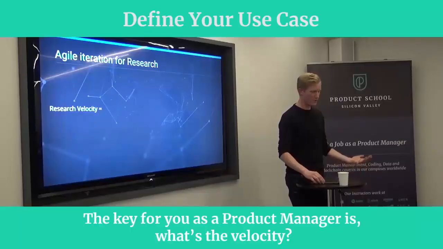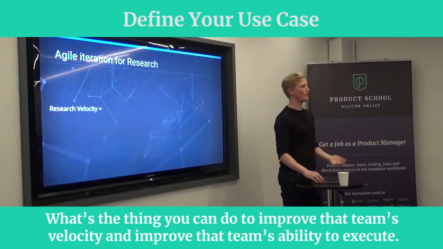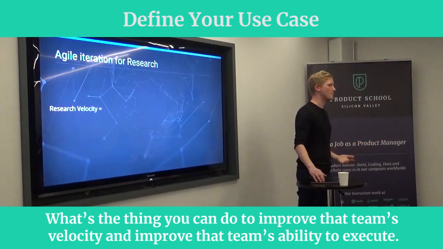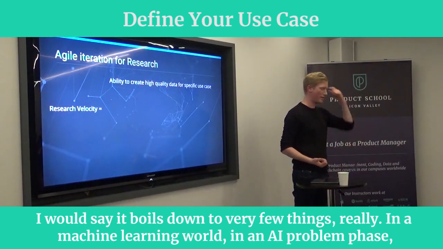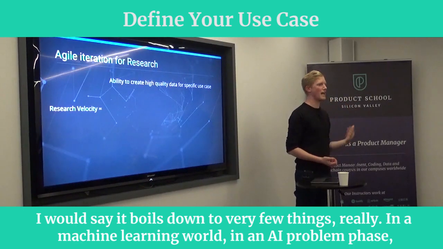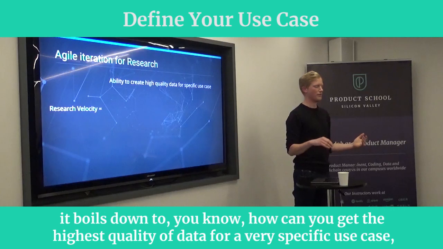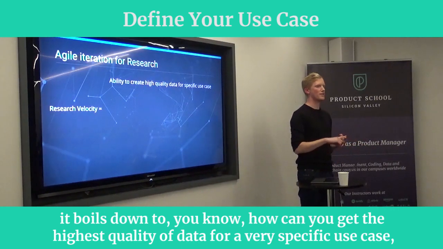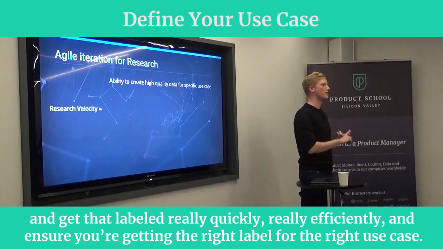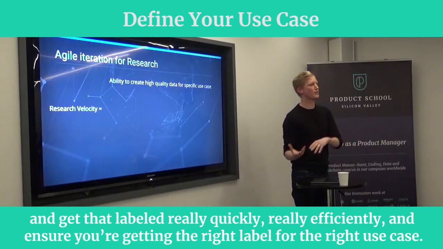And the key for you as a product manager is, what's the velocity and what are the things that you can do to improve that team's velocity and improve that team's ability to execute? And I would say it boils down to very few things, really. And in a machine learning world, in an AI problem space, it boils down to, how can you get the highest quality of data for a very specific use case and get that labeled really quickly, really efficiently, and ensure you're getting the right label for the right use case, right?